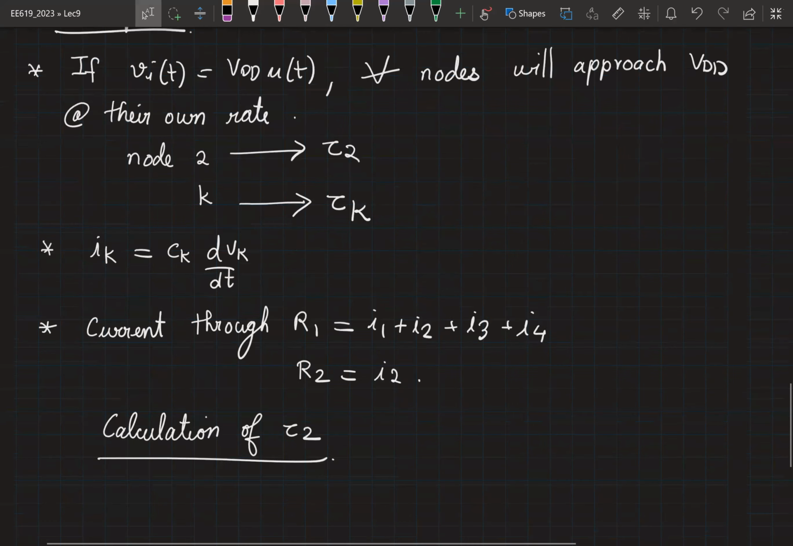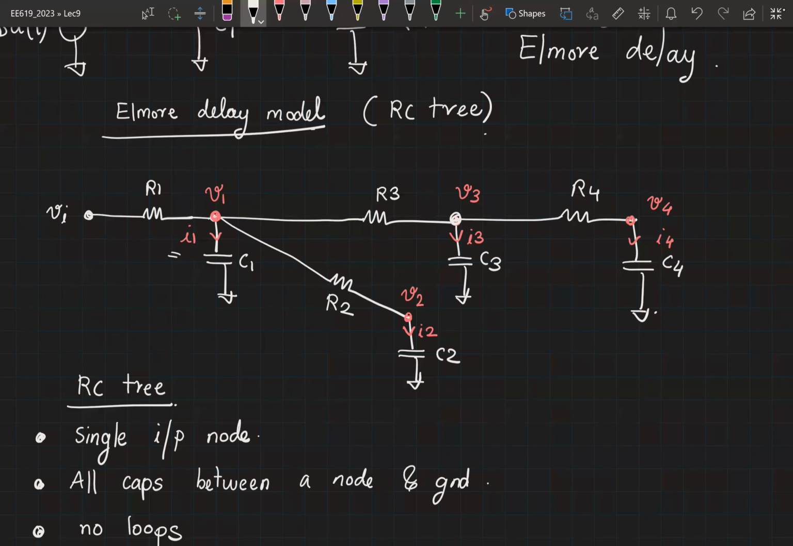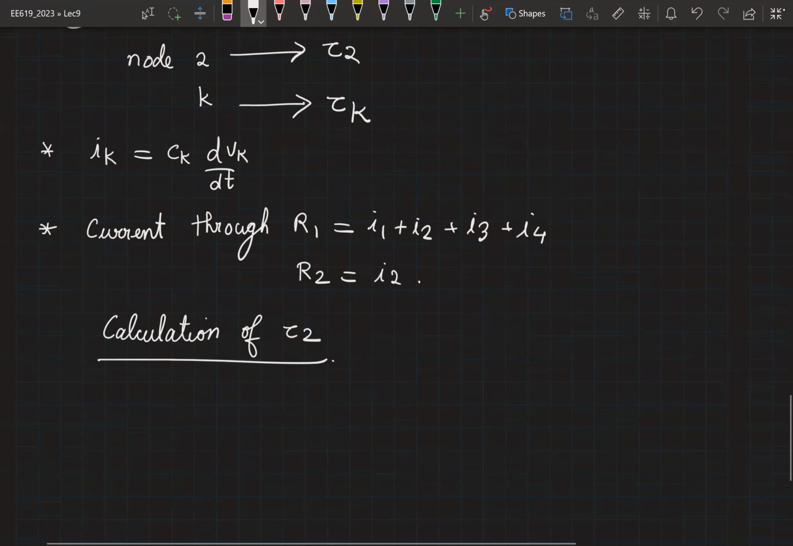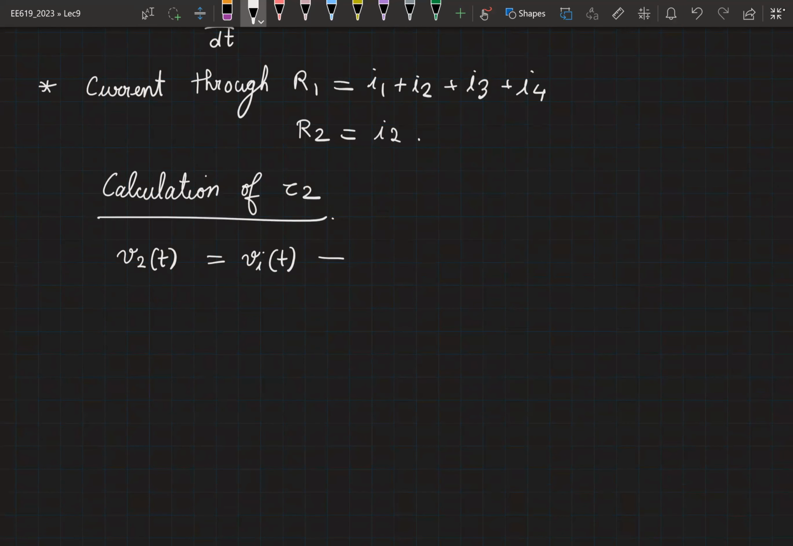So I can write V2 of t using KVL equations. V2 of t is Vi of t minus the voltage drop across R1 and R2. Is this okay? Vi of t minus the drop across R1 minus the drop across R2 will give you V2 of t. So V2 of t is equal to Vi of t minus R1 into, what is the current through R1?